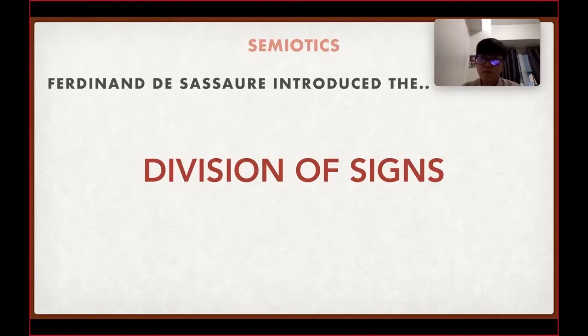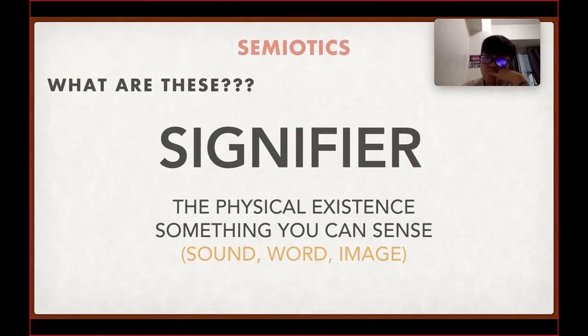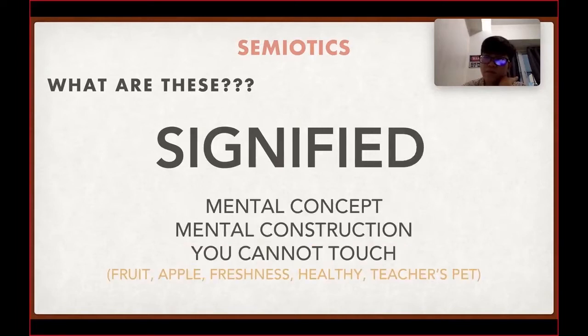So he introduced it to the people in his study, and the division of the sign are the signifier and the signified. So ano ba yung signifier and yung signified? First is the signifier, the physical existence or something you can sense. Ito yung nahahawakan natin, it is tangible, or the physical embodiment of the object that represents the signified. The signifier is something that we can see, or basically yung nakukuha ng five senses natin, which is pwede natin siyang maamoy, marinig, makita, mahawakan, and everything.